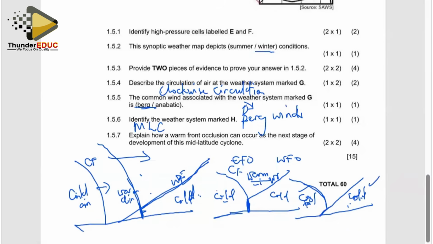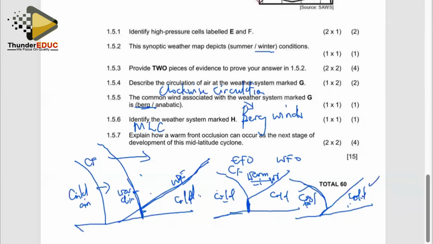So basically, when we're looking at occlusions, we are looking at when the cold front would have caught up with the warm front, and there is complete displacement of warm air close to the ground. And for that reason, we have a situation of the warm air being permanently displaced from the ground.